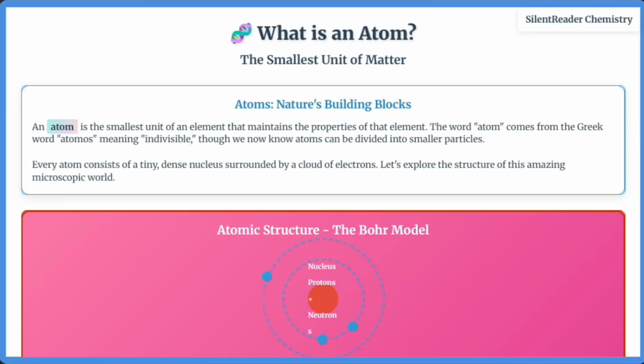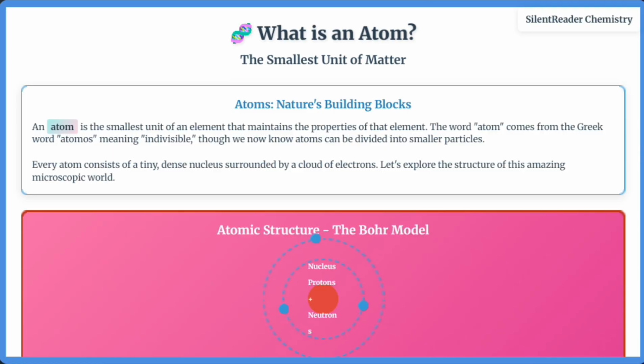Let's explore what atoms really are. An atom is the smallest unit of an element that maintains the properties of that element. Every atom consists of a tiny, dense nucleus surrounded by a cloud of electrons. The nucleus contains protons with positive charge and neutrons with no charge, while electrons with negative charge orbit around.